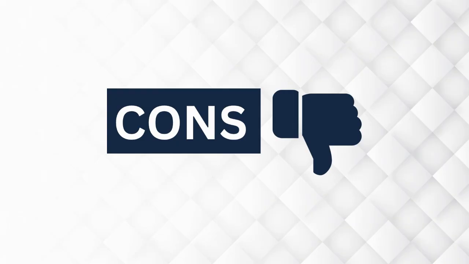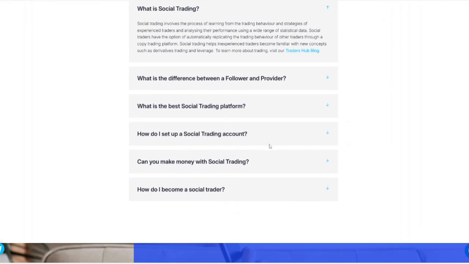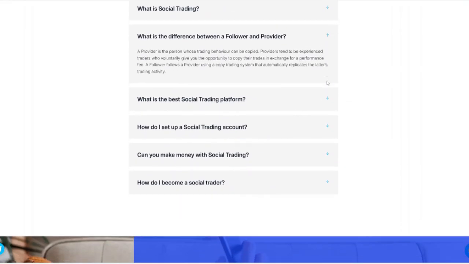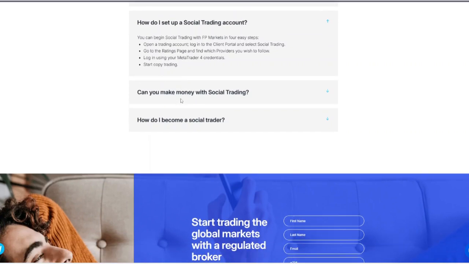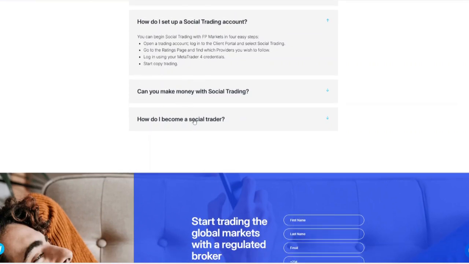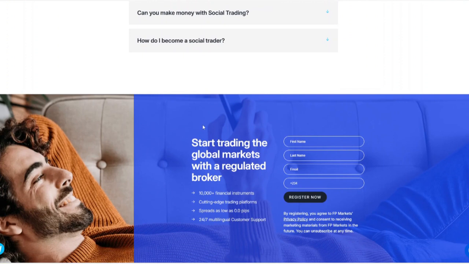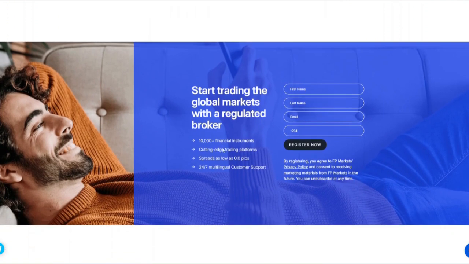What are the cons? Performance is not guaranteed because even the best traders have losing streaks, and past results don't always guarantee future profits. The provider quality varies, you need to know that. Not every provider is equally skilled. Some may take excessive risks or have inconsistent performances.